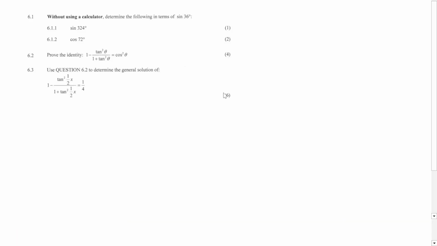In this video, we're going to look at some great identity questions. For starters, without a calculator, we've got to find the following in terms of sine 36. Everything must boil down to sine 36. So let's just draw our little CAST diagram.